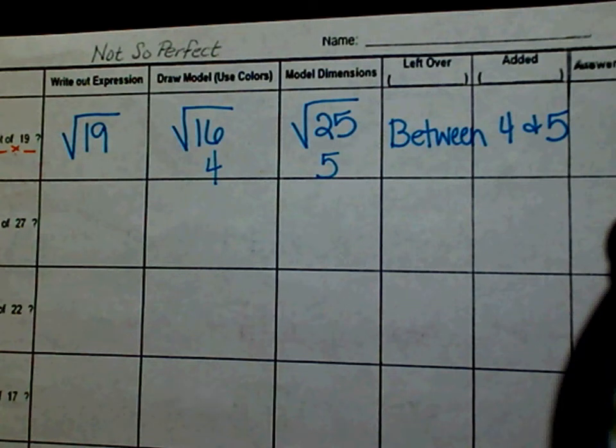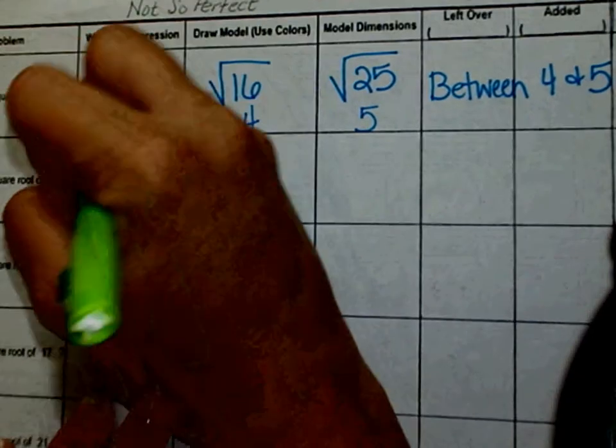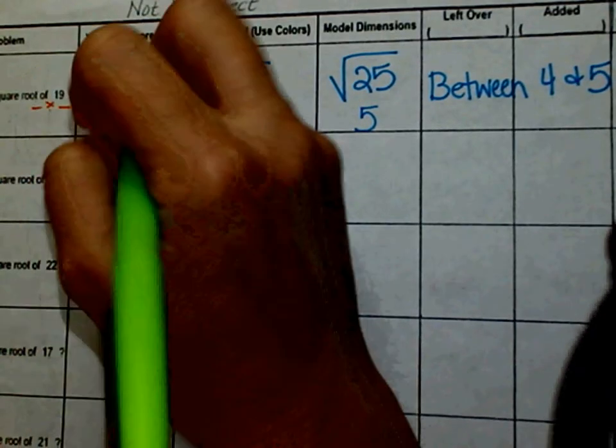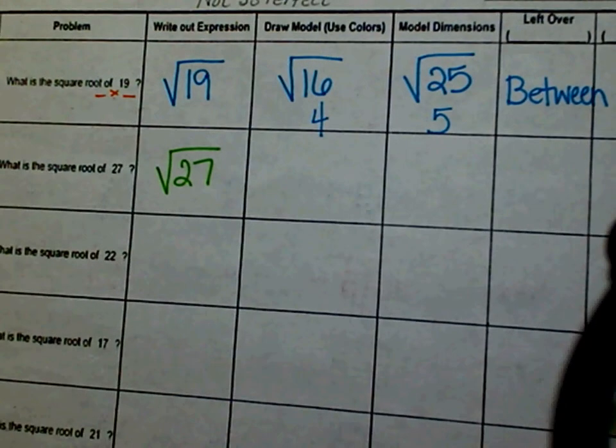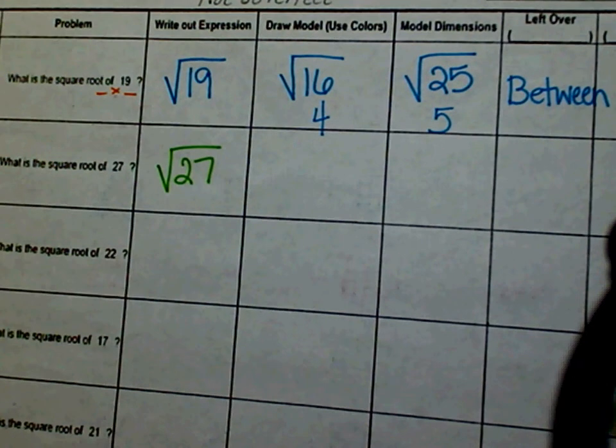The next one, 27, square root of 27. Okay, so you think, well, 1 times 27 is 27, those aren't the same. 3 times 9 is 27, but those two numbers are not the same. So we don't have a perfect square.